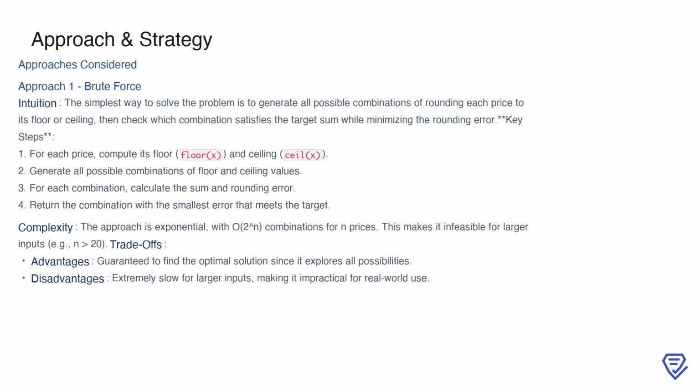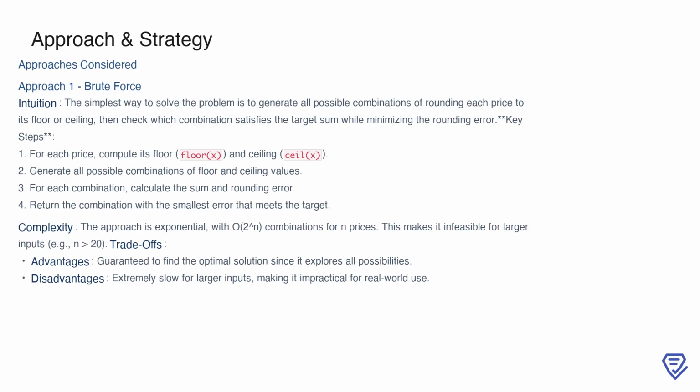The intuition here is straightforward but computationally expensive. For each price, we calculate its floor and ceiling values, which represent the 2 possible ways it can be rounded. Next, we generate all possible combinations of these floor and ceiling values across the prices. For each combination, we calculate both the total sum and the corresponding rounding error. Finally, we check which of these combinations meets the target sum while minimizing the rounding error.